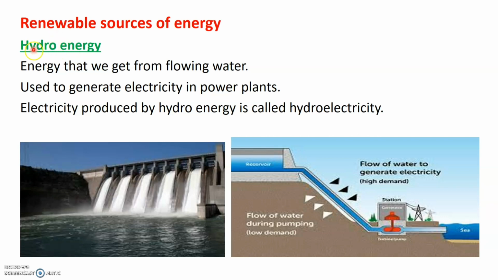So hydro is related with water. So energy that is produced from flowing water is known as hydro energy, and this is used, as you can see here, in order to generate electricity. Now this electricity produced will be used in power plants, and later this electricity can reach our homes. Such electricity that is produced by hydro energy is known as hydroelectricity.